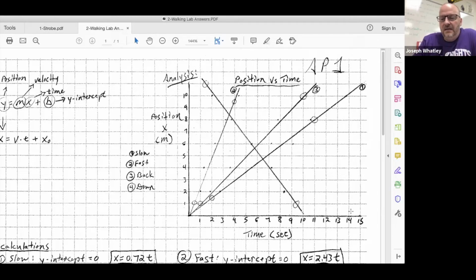So if my longest time is, I think it was 13, looks like there was a 13 point something seconds, I did my line out to 15. And then we went out to 10 meters, so I let it go up to 11. I want to make sure my information is spread out in the graph and not just tucked into a tight little corner. So your graph should look something like this.